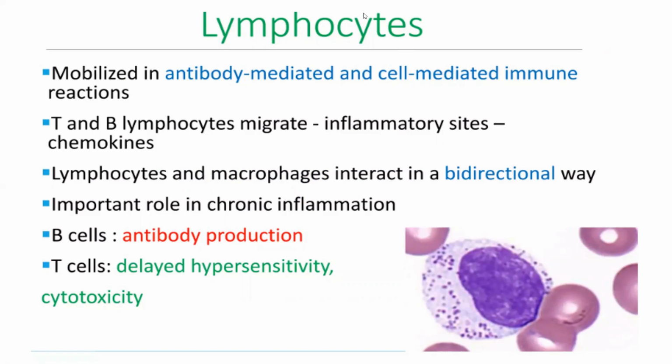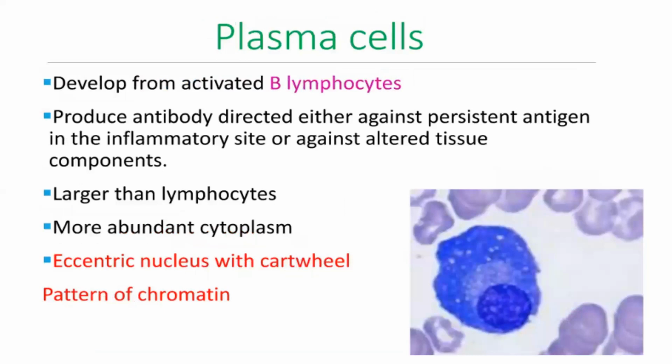Whenever macrophages are activated, they release different types of cytokines that stimulate the activity of lymphocytes, and these lymphocytes release further chemokines and cytokines that activate or stimulate the function of the macrophages. So both work together to promote chronic inflammation. B lymphocytes play a role in antibody production, and T lymphocytes play a role in delayed hypersensitivity reaction and cytotoxicity.